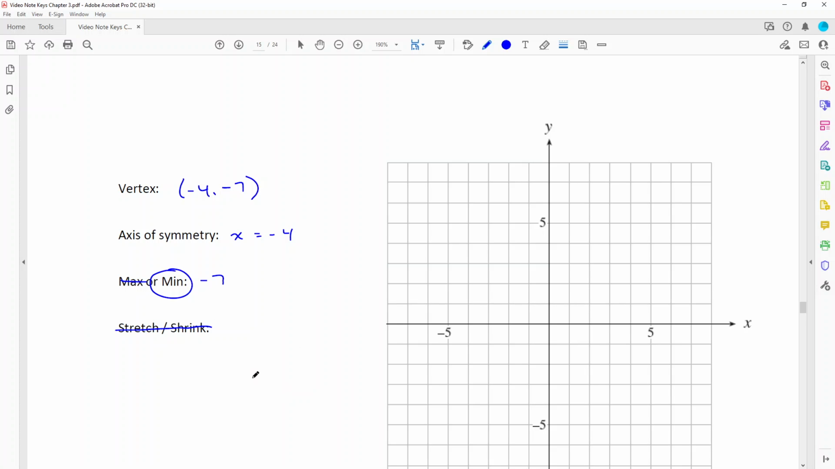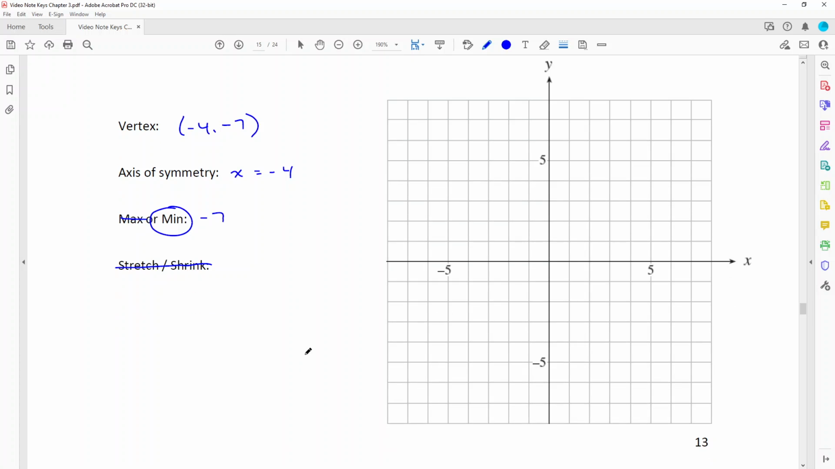So right from there, I could graph this. So maybe because I'm down here, let's do it. My vertex is -4, -7. I'm going to go over 1, up 1, over 2, up 4, over 3 and up 9. And then I'm going to mirror image those points.